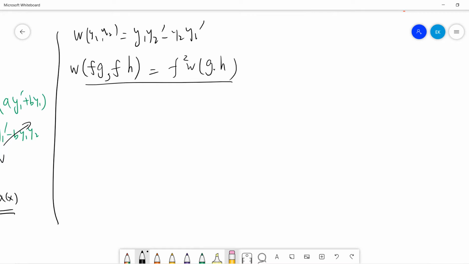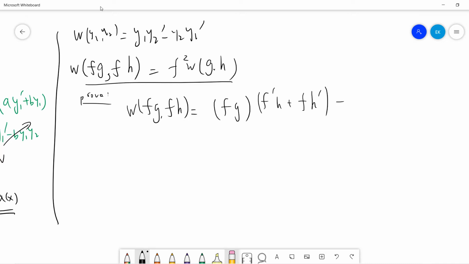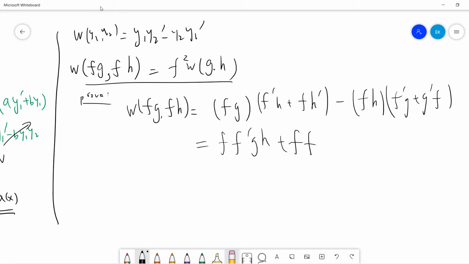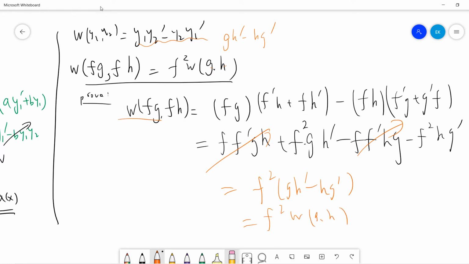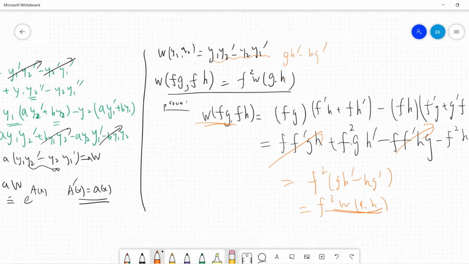Let's give a proof, just brute force. It's fg times (f'h + fh') minus fh times (f'g + g'f). So we get f f' gh plus f squared gh', minus f f' hg minus f squared hg'. These two terms cancel. We get f squared (gh' - hg'), which is exactly f squared W(g, h). This is just the property of the Wronskian.